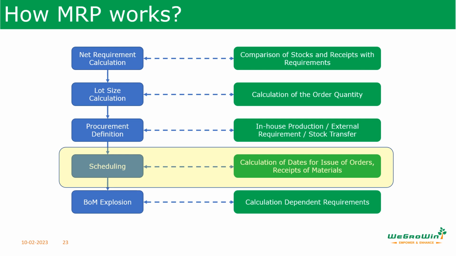So now the system has arrived at the quantity, and it has determined where it has to be procured, all these things. But what is the date, right? When do we have to get it?